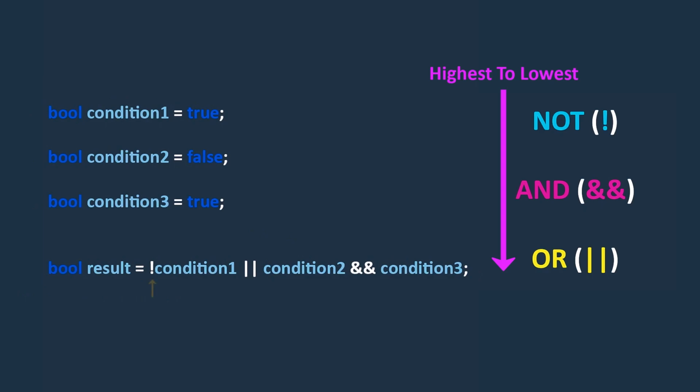In this one, the NOT operator has the highest precedence. Therefore, NOT condition 1 is evaluated first, resulting in false. Then, false or condition 2 and condition 3 is evaluated. Since condition 2 is false, condition 2 and condition 3 evaluates to false. Finally, false or false is evaluated, resulting in false.